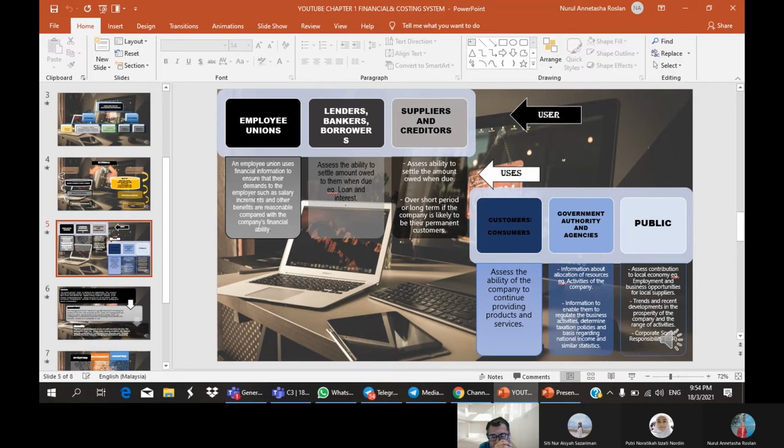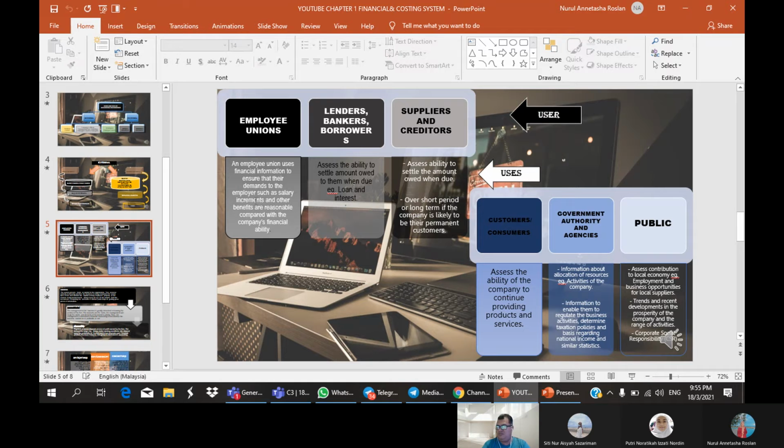Fourth is customer and consumer. Access the ability of the company to continue providing product and services. For government authority and agency, they use information about allocation of resources like activities of the company. Information to enable them to regulate the business activities, determine taxation policies and basis regarding national income and similar statistics.